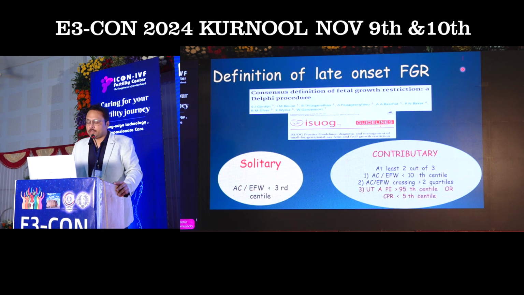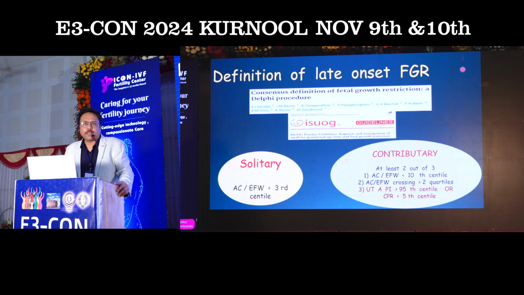Again, coming to late onset FGR, there is solitary criteria. There is only one solitary criteria, that is when the AC or estimated fetal weight is less than 3rd centile. Umbilical artery cannot be taken here because in most cases of late FGR, umbilical artery is normal. And in contributory criteria, there are 3 things. At least 2 out of 3 should be sufficient to label it as late onset FGR.